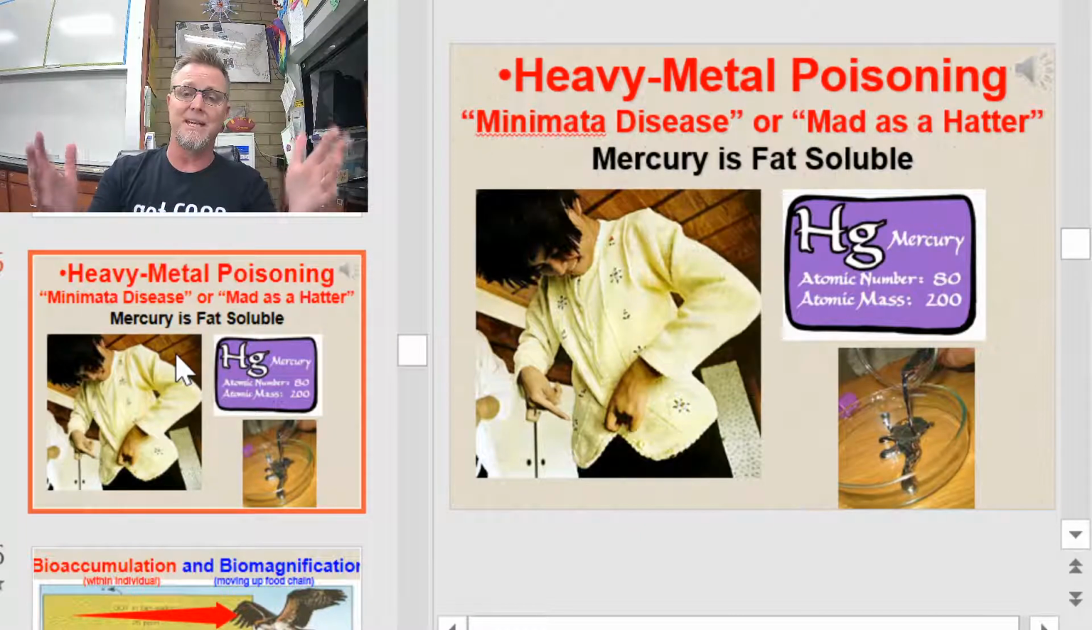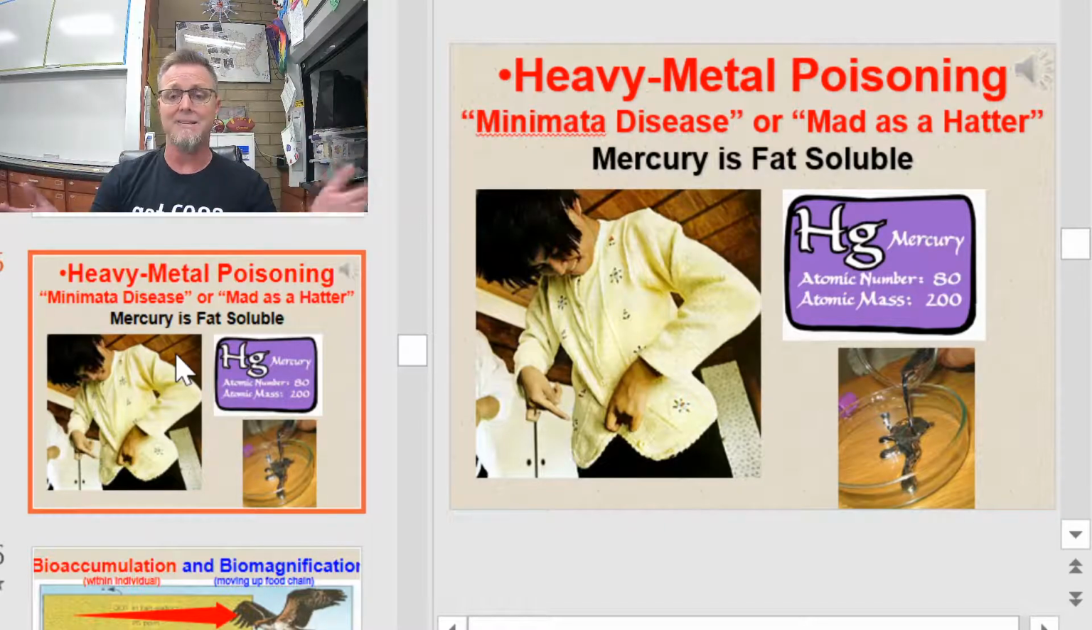Back in the olden days when they made hats, a lot of the dyes that they used to color the hats had mercury in them. So if you were a hatter, you had your hands in these dyes, probably soaked up quite a bit of mercury, and it made you crazy, okay? So mercury can build up in your body tissues, in your fats, and it can lead to Mad Hatter disease, or basically it attacks your nervous system.